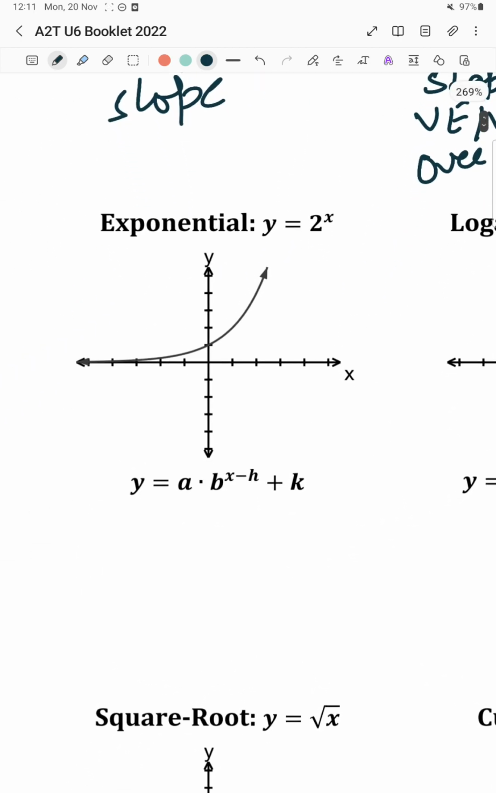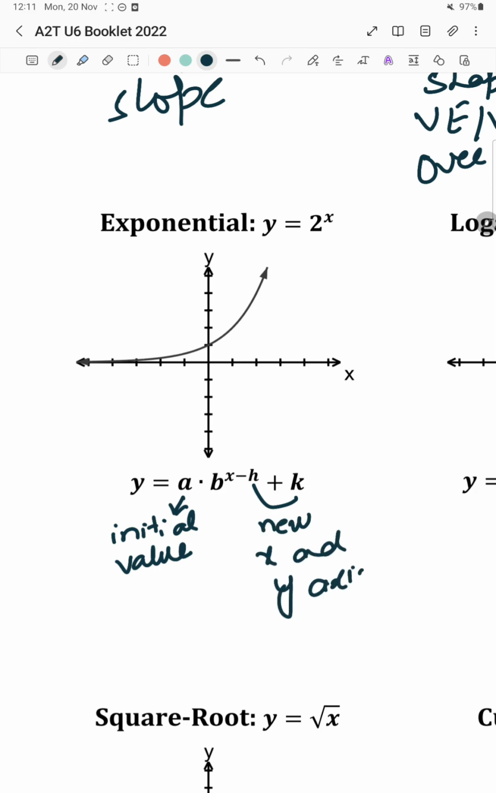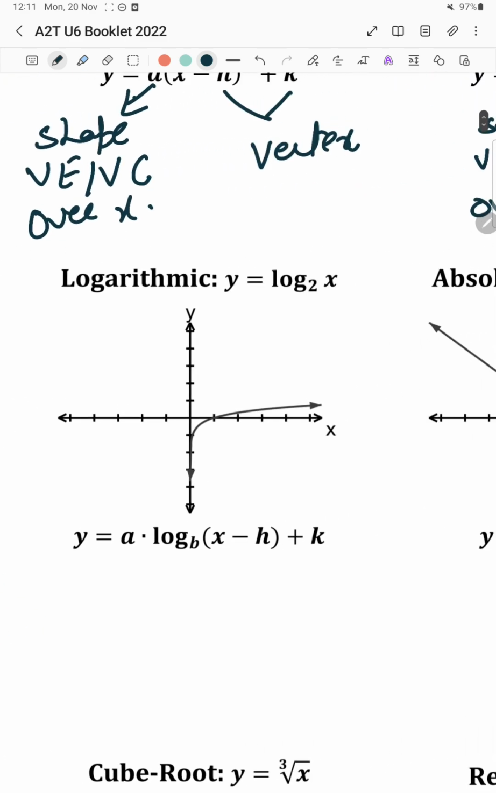For the exponential function, a means the shape or the initial value which we need to take to make the function exponential, and h and k will be the new x and y axis. For the logarithmic function, a is the initial value and h and k are the new x and y axis.